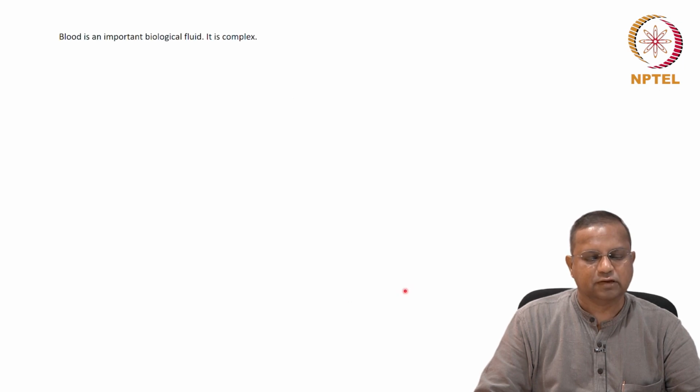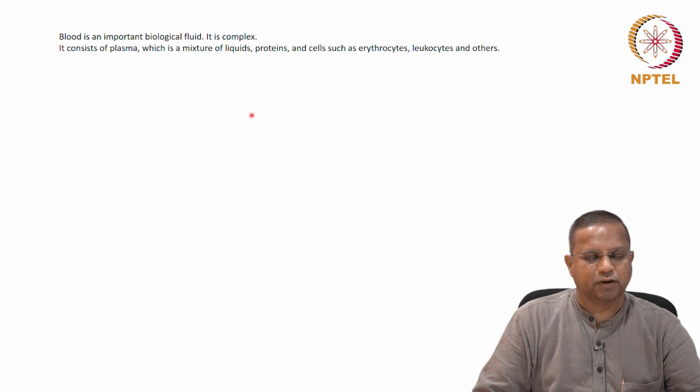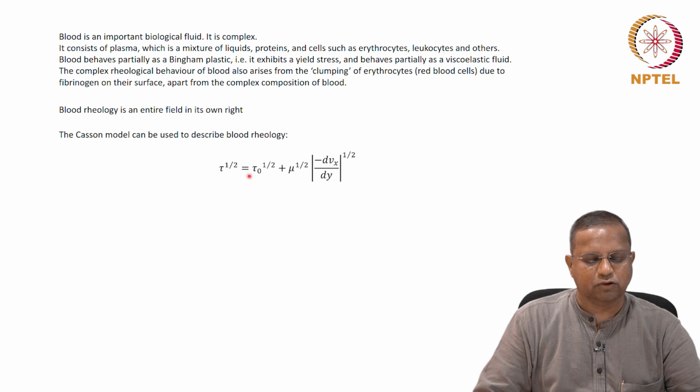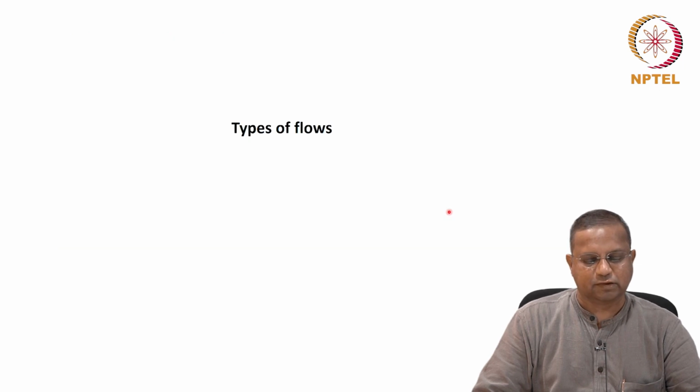They're all good examples of solutions which show this behavior. Some videos, and then we briefly looked at blood. Blood, very complex fluid. Typically, you could use the Casson model for a first approximation. Of course, blood rheology is a discipline in its own right. You have books written on blood rheology. Some link between blood viscosity and cardiovascular disease is given in this video. Nice video if you could watch that.